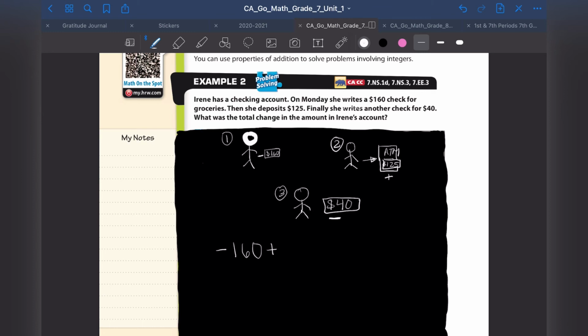She went and added 125, and then she subtracted $40. So what would be the final count? Remember that we were talking about going from left to right.